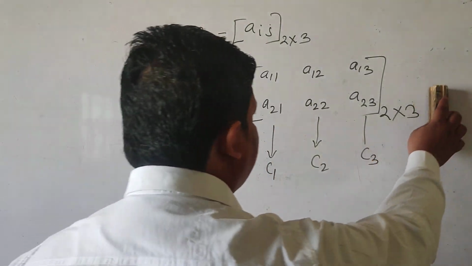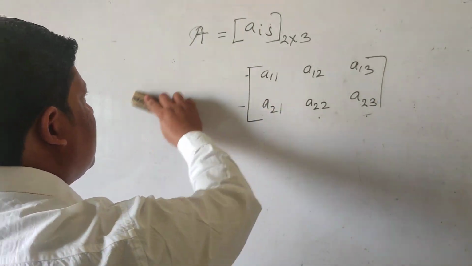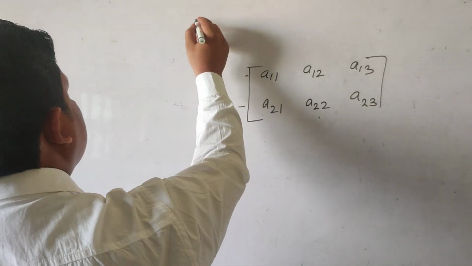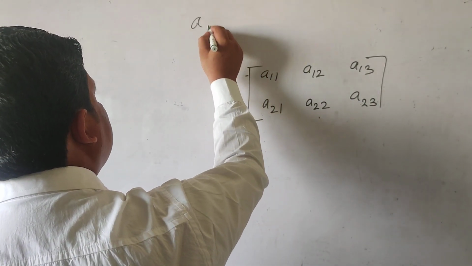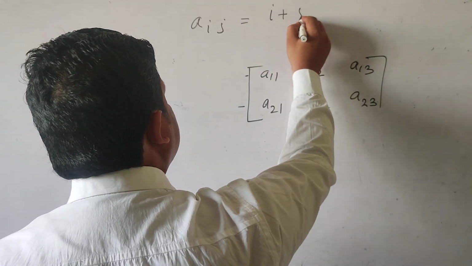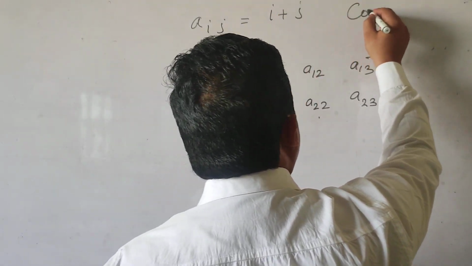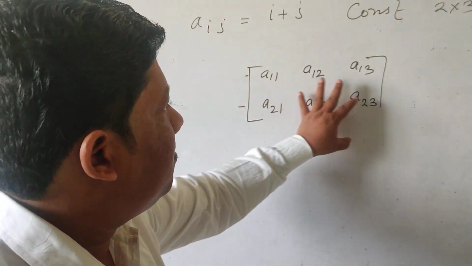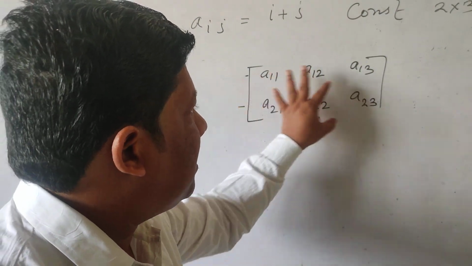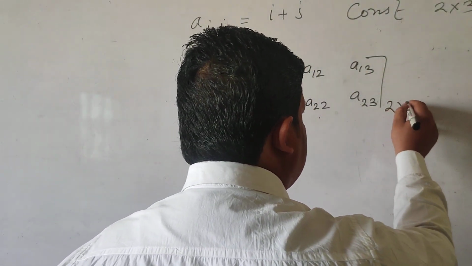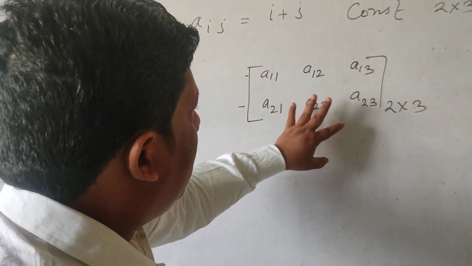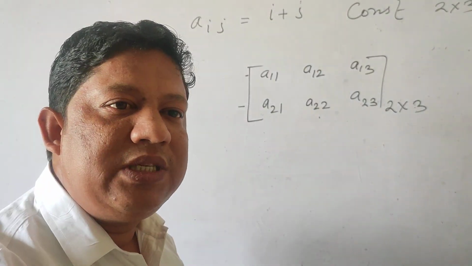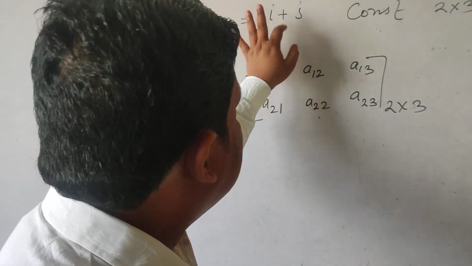Again, suppose you are given a question: construct a matrix whose aij element is given by i plus j. Construct a 2 cross 3 matrix. Then at first you have to form it like this: a11, a12, a13, and so on. That is the 2 cross 3 matrix. Now you find all the elements using this identity, because the ith row and jth column element is given by it.